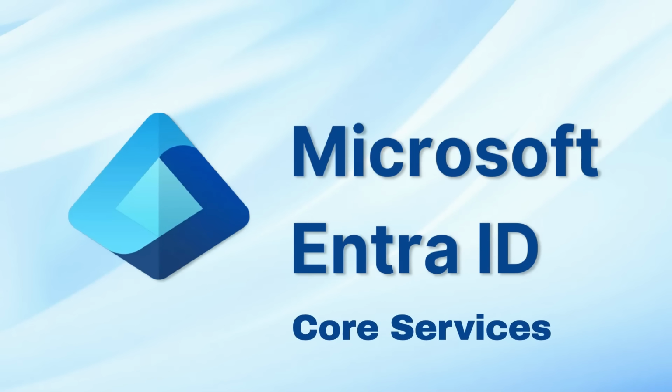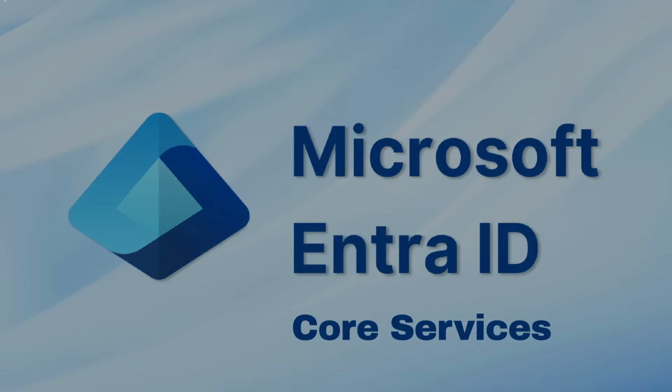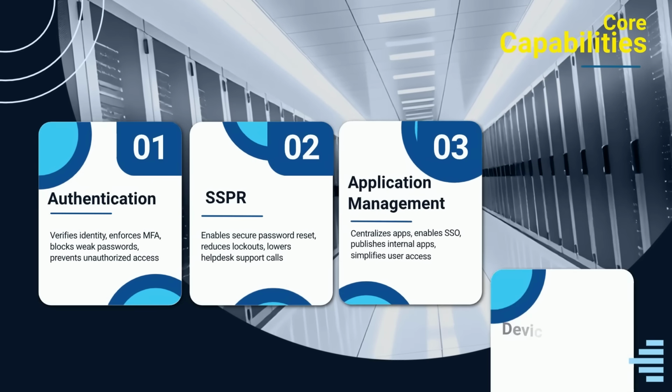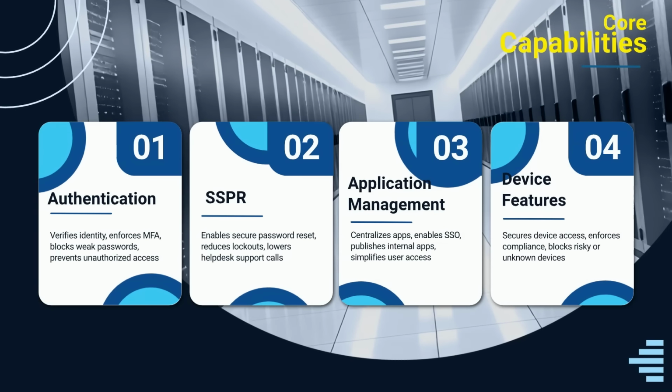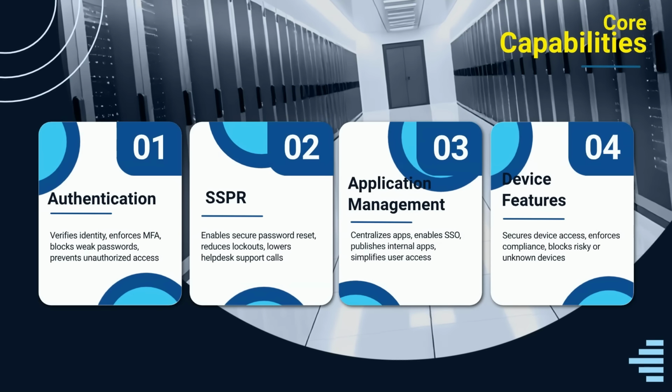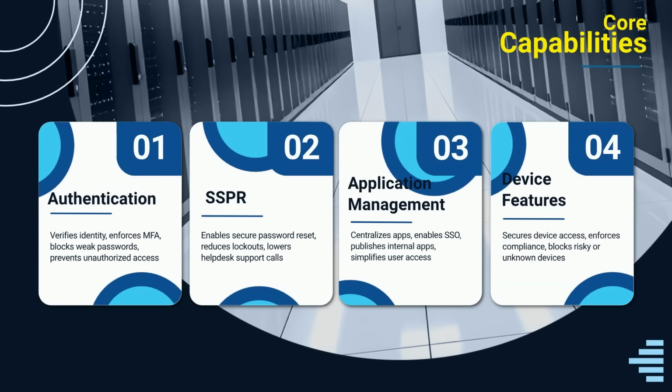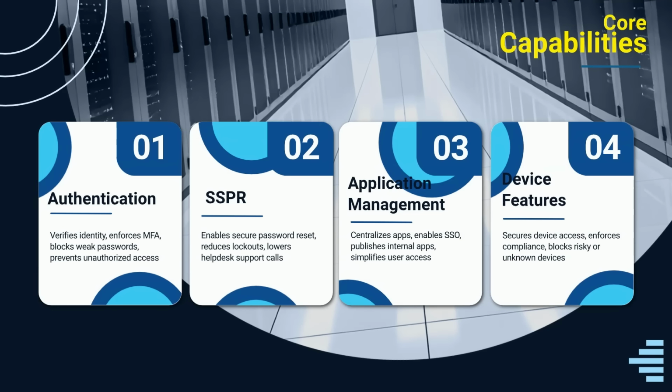Now let's talk about the core Microsoft Entra services. Entra ID offers 4 capability areas. Authentication verifies identity before granting access. It supports MFA and smart lockout features. Banned password lists block common passwords. Entra ID protection can sync banned password lists back to your AD, when the password protection agent is installed on the domain controller.